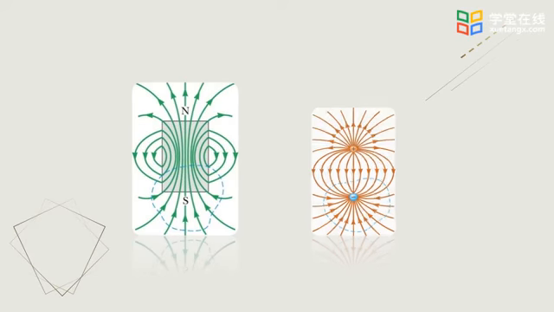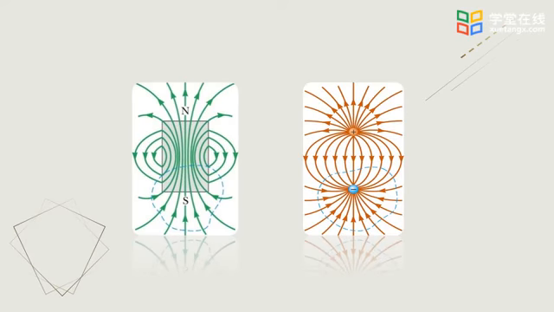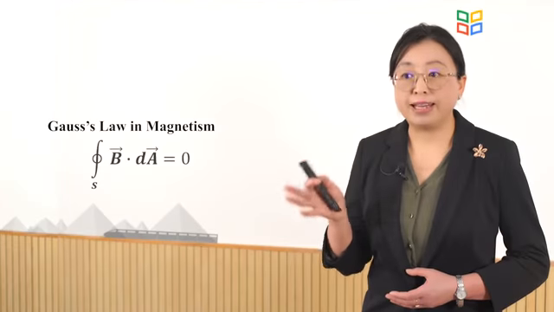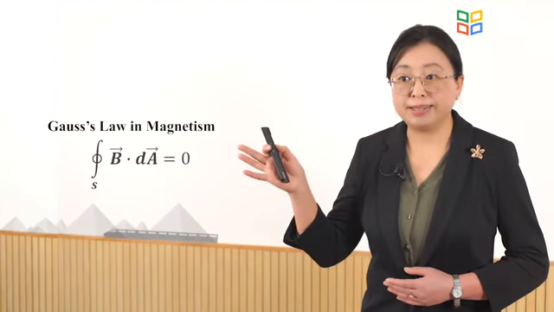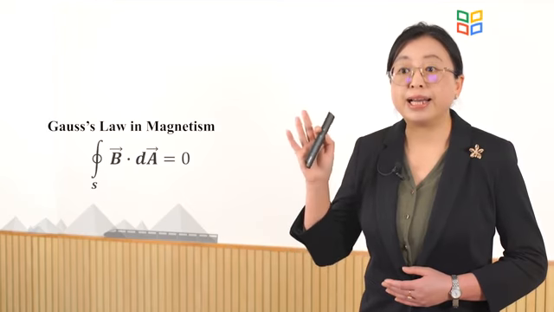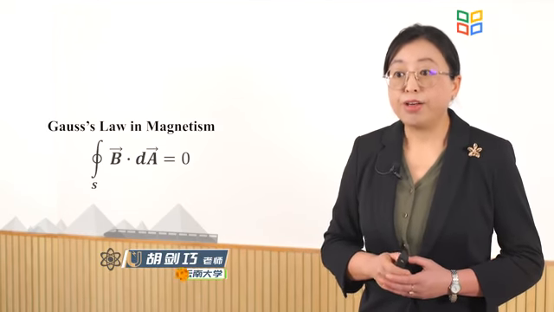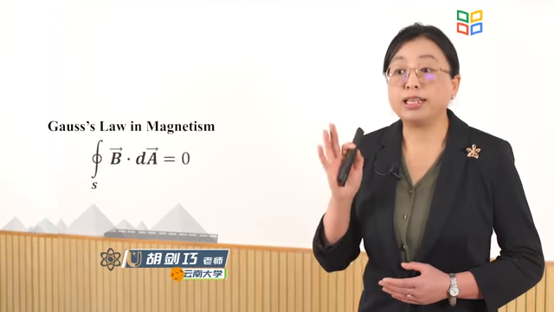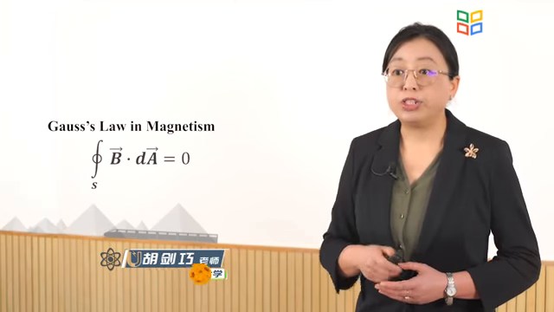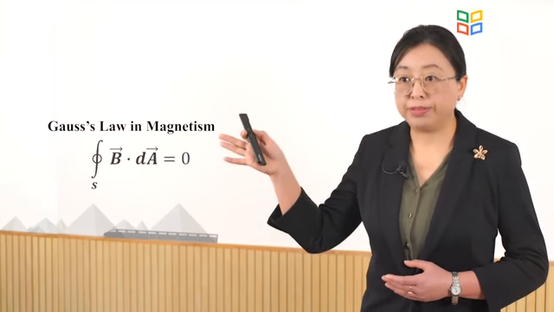This situation is totally different from the electric field lines shown in this figure. For any closed surface, the electric flux is not 0 if the net charge is not 0. Now we arrive at Gauss's law in magnetism. Gauss's law in magnetism states that the net magnetic flux through any closed surface is always zero, which is expressed by this equation.